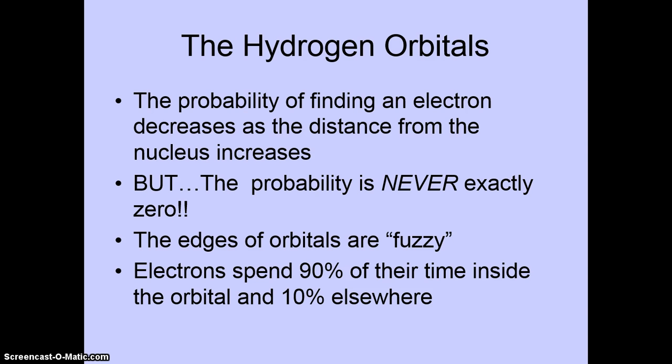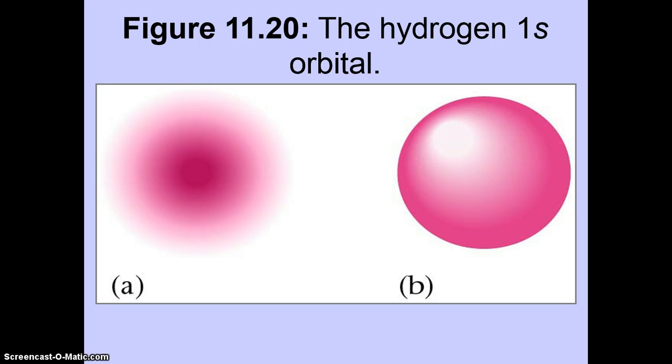The edges of the orbital are not rounded and crisp, they are fuzzy, and electrons spend 90% of their time inside the orbital and 10% of the time elsewhere. So when we look at the hydrogen 1s orbital, the first level is designated as S. We notice on A that fuzziness around there, how it's darker toward the center where the probability is higher, and this shows it as a sphere.